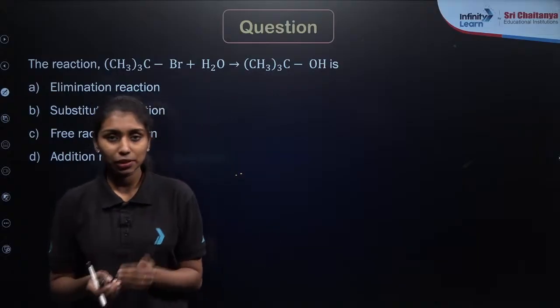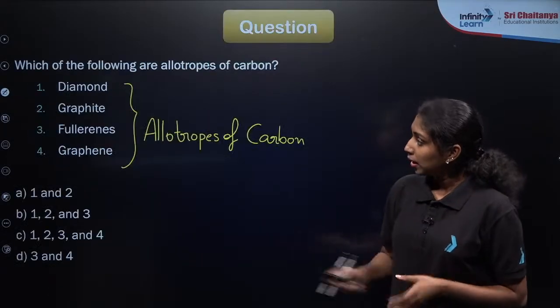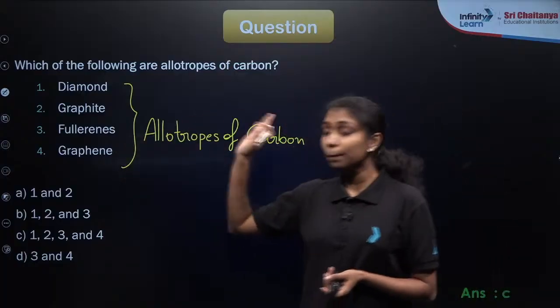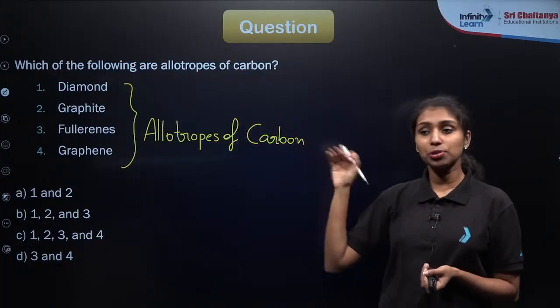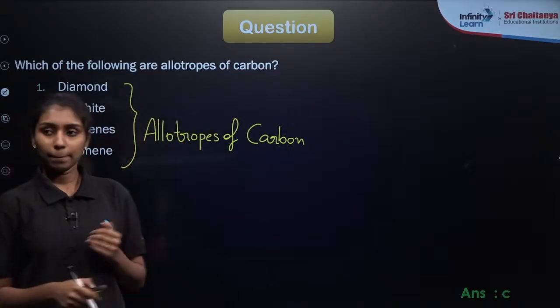In your syllabus, we need to focus more on only those three compounds, right? Yes, diamond, graphite and fullerenes are the important allotropes you have studied according to your syllabus only. So graphene is also another type. Clear?